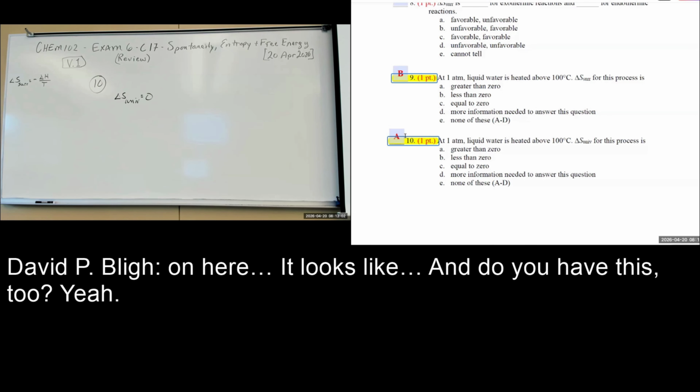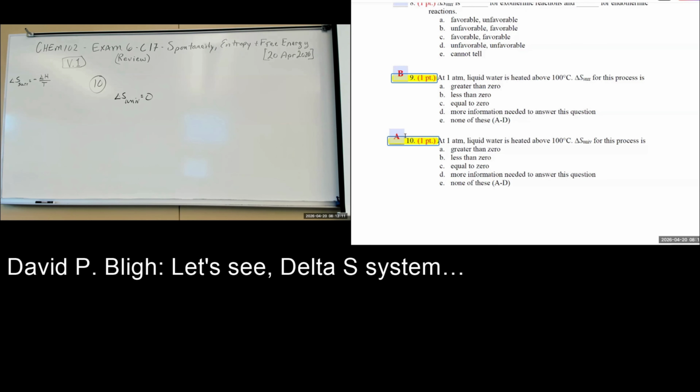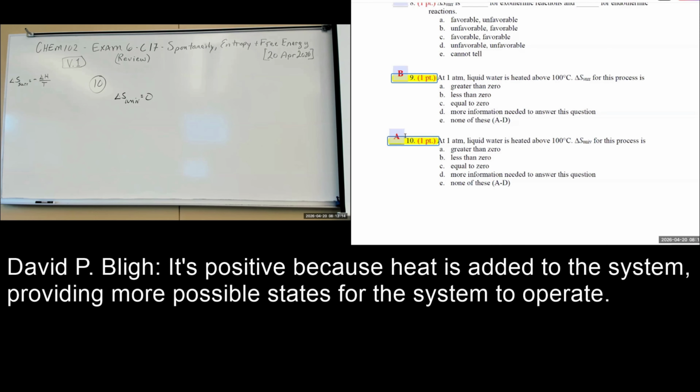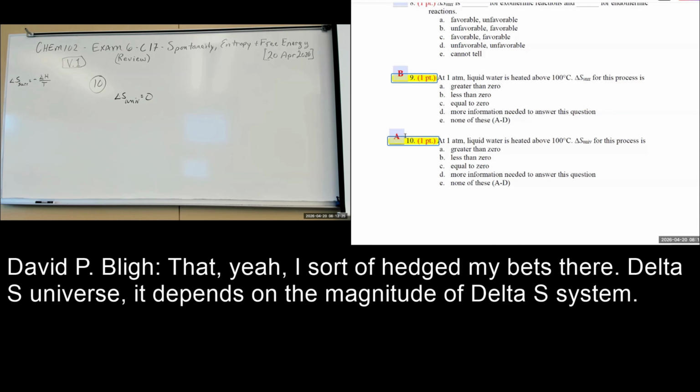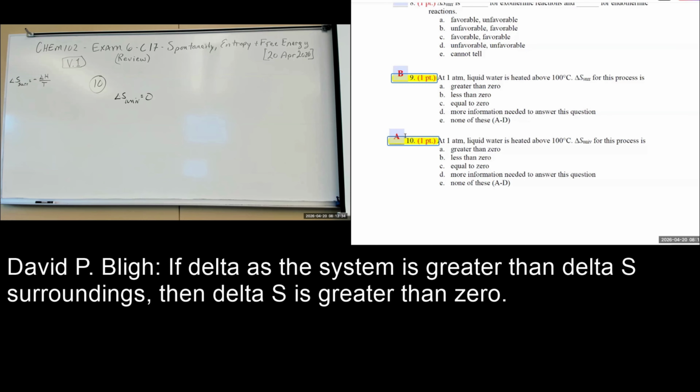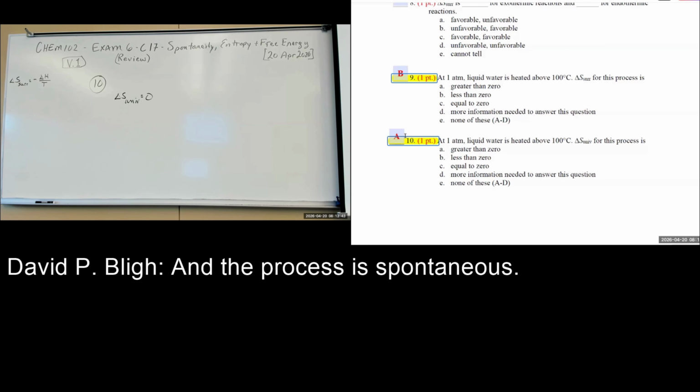On here, it looks like, do you have this too? Are you looking at this thing? Yeah. Let's say delta S system is positive because heat is added to the system, providing more possible states for the system. Okay. Yeah, I sort of hedged my bets there. Delta S universe, it depends on the magnitude of delta S system. If delta S system is greater than delta S surroundings, then delta S of the universe is greater than 0, and the process is spontaneous.